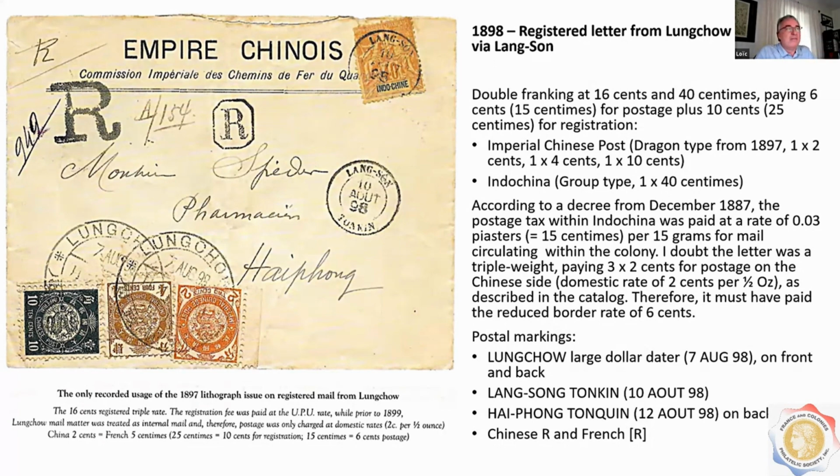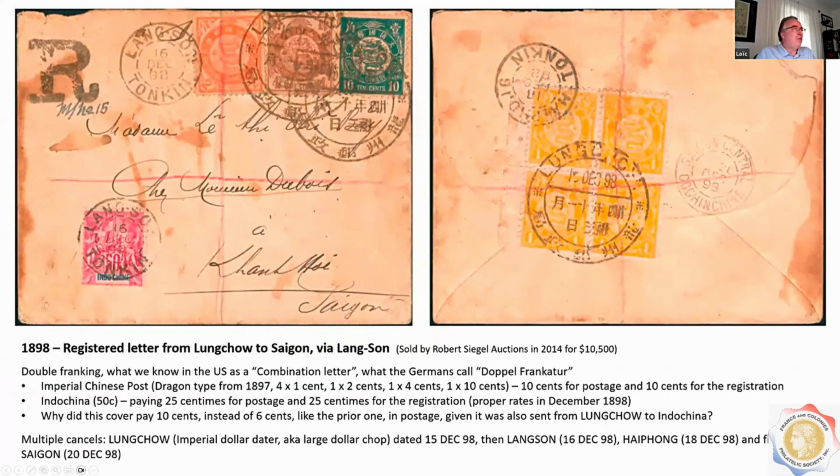But so this is the first one, a registered letter. I think the 15 centimes plus 25 centimes on the Indochinese side is okay. The 6 cents plus 10 cents on the Chinese side is only valid if we accept that there was a 6 cents rate from Langzhou to Indochina at the time, and that might have been the case. So I have quite a few more of those.